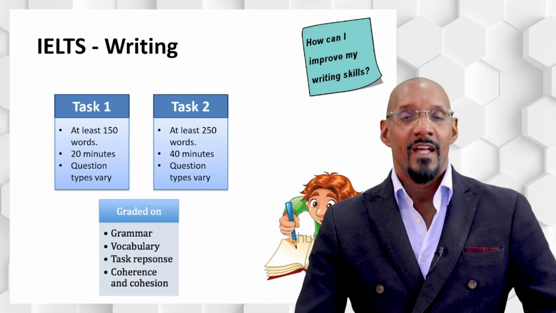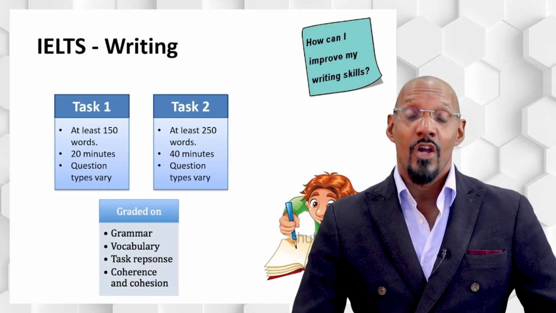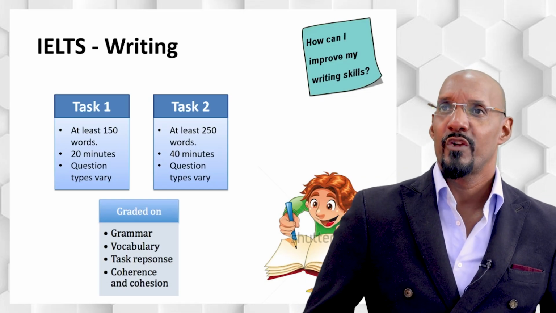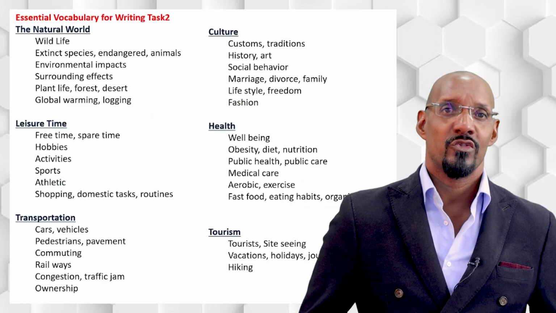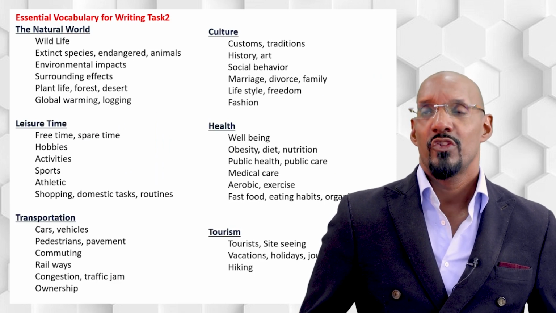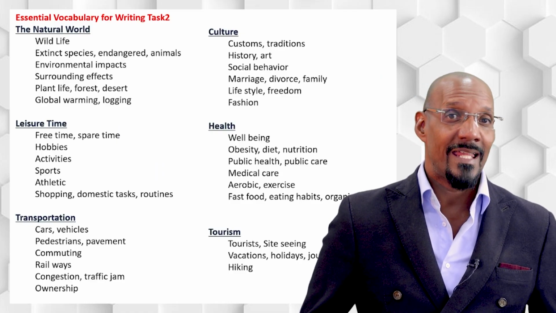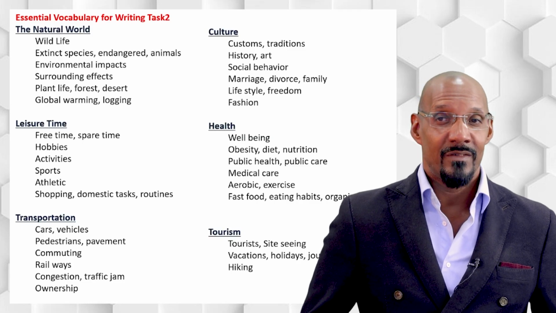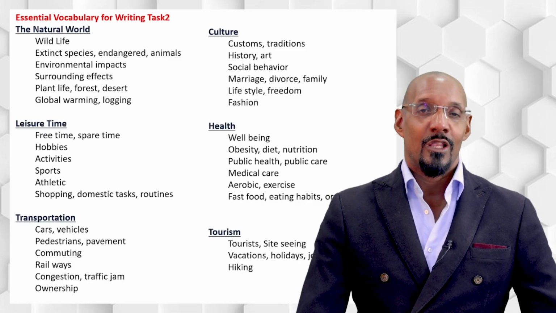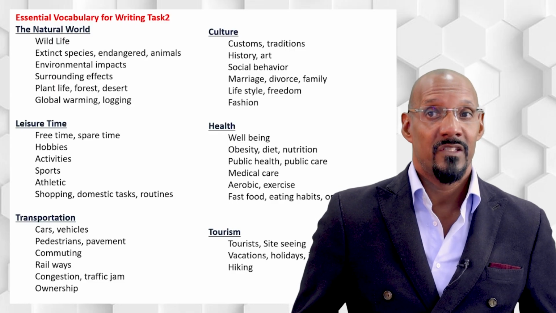You need to be able to have the vocabulary, because vocabulary in one section gives you better leverage in all sections of the IELTS. So if you take a look here, we'll just deal with the first section, the natural world. So there may be something about nature or various types of animals in nature. So you'll need to know what words like extinct species mean, environmental impacts, what that implies, okay? Surrounding effects, plant life, forest, desert, global warming, or even an industry like logging. And this applies to all aspects of the IELTS in terms of topics and vocabulary.